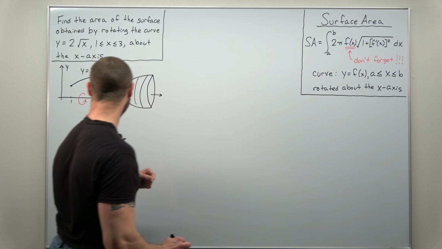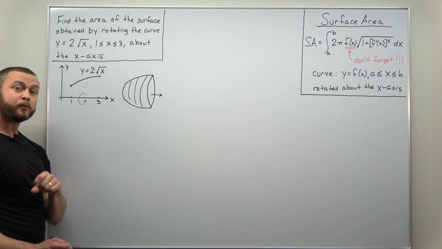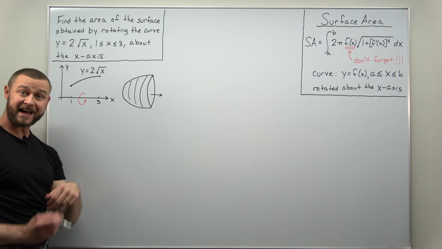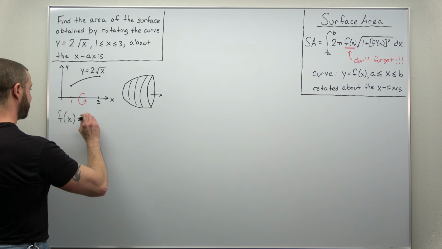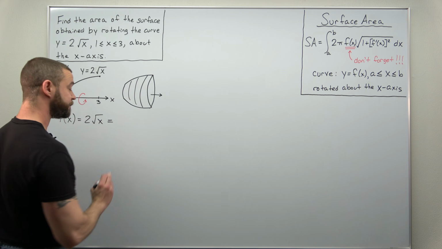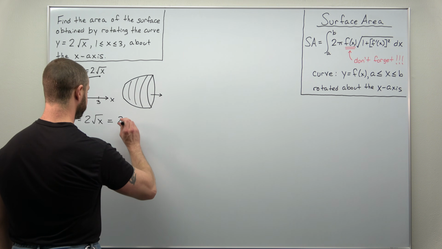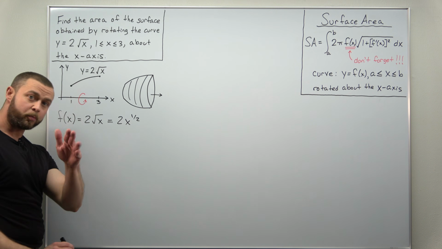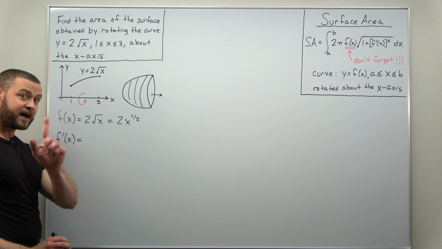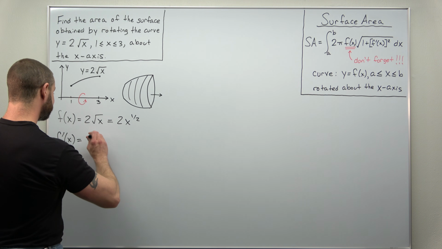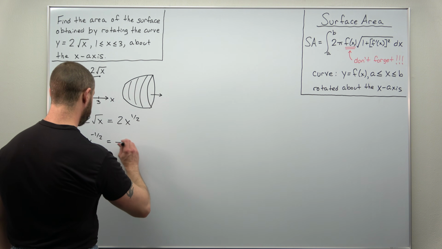All right, if we take a look at the problem here, we pretty much have everything we need. We have the equation of our curve, y equals 2 times square root of x, and that is our f of x here. So let's write that down. f of x is 2 times square root of x. To differentiate that, I'm going to rewrite this as x to the 1/2 power. If you differentiate that to get f prime of x, bring the 1/2 down, that'll cancel with the 2, leaving you with x to the negative 1/2. And you can rewrite that as 1 over the square root of x.